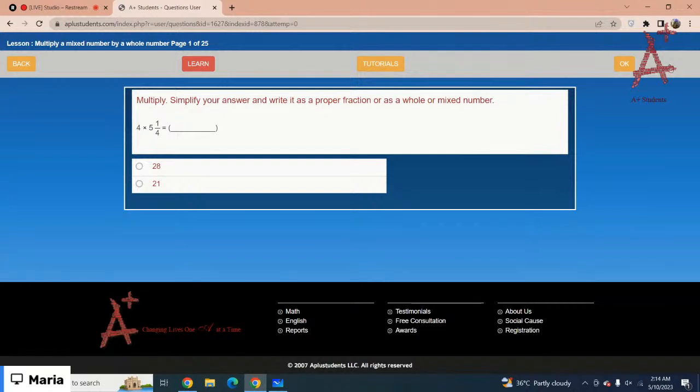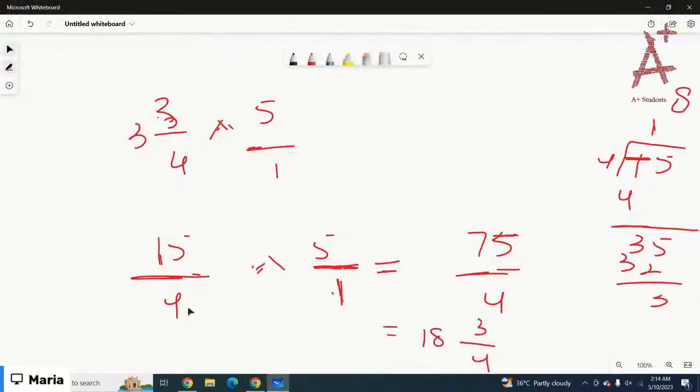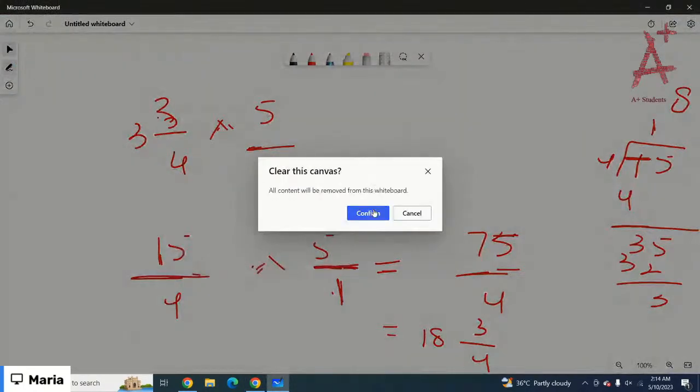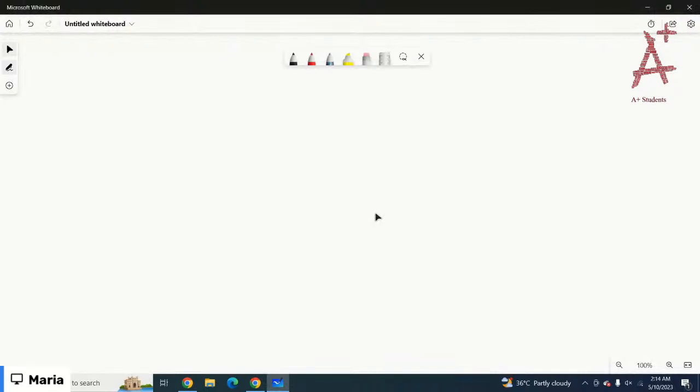So just write down the questions in the chat box. Okay, the first one is 4 times 5 whole 1 over 4. Let's just multiply. So you have to do 4 times 5 whole 1 over 4. 4 times 5 is 20, plus 1, that's 21 over 4. Got it?